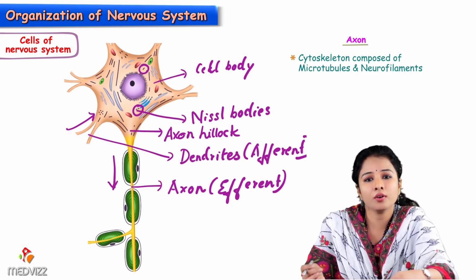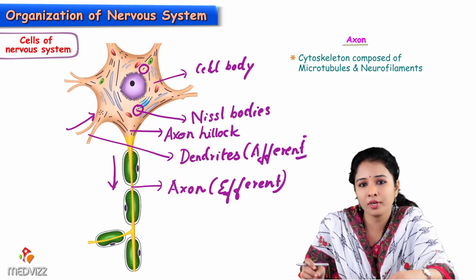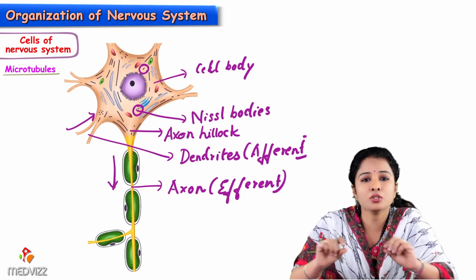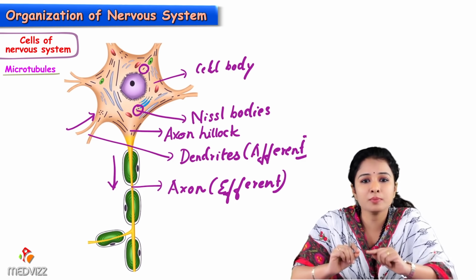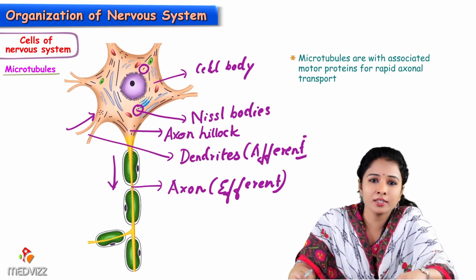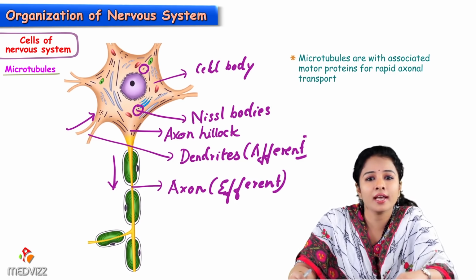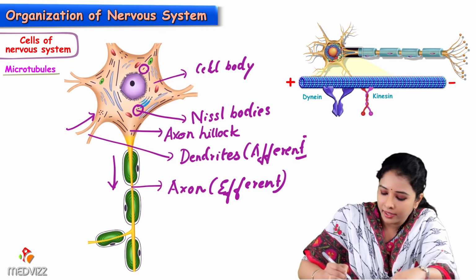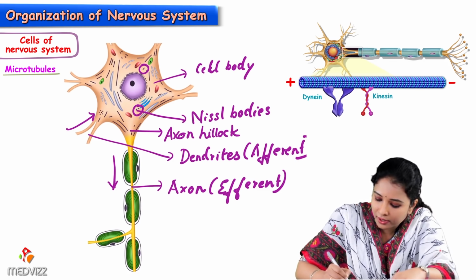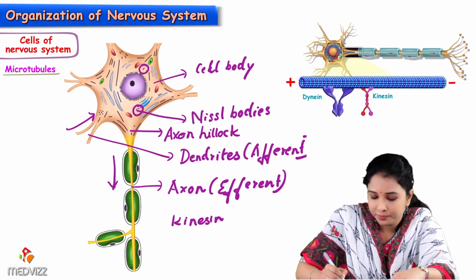The cytoskeleton of the axon consists of microtubules and neurofilaments. Microtubules means tube-like structures, filaments means thread-like structures. Microtubules are associated with motor proteins, two varieties of motor proteins called kinesin and dynein. So axons are associated with two types of motor proteins called kinesin and dynein.